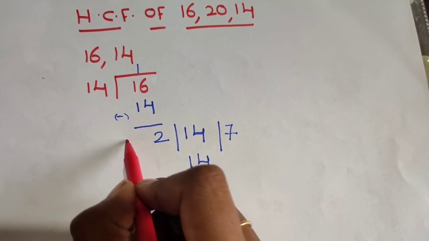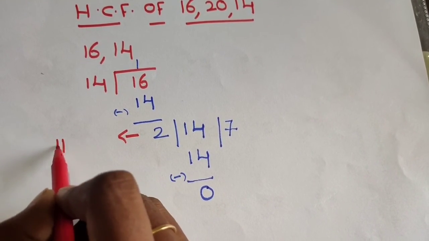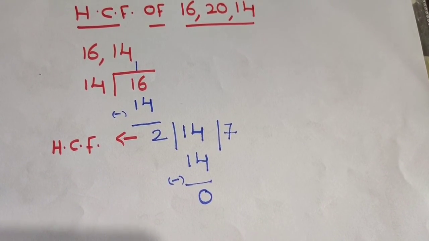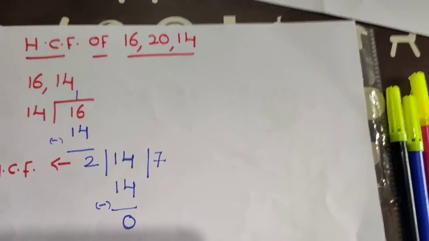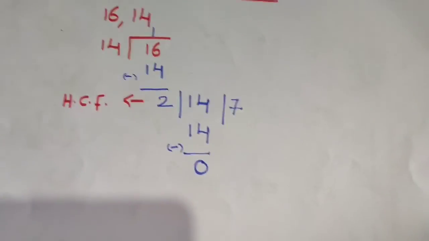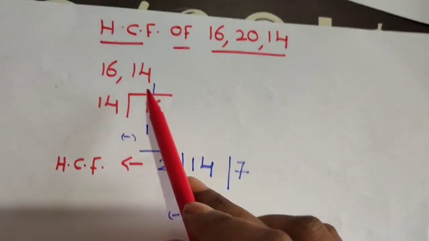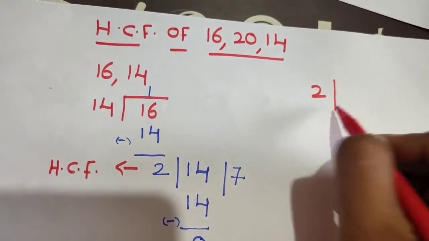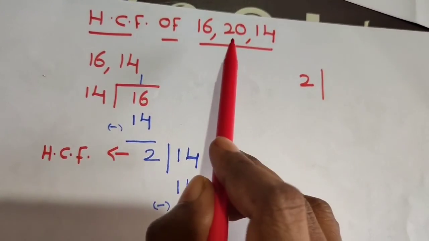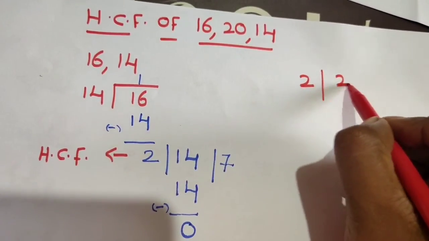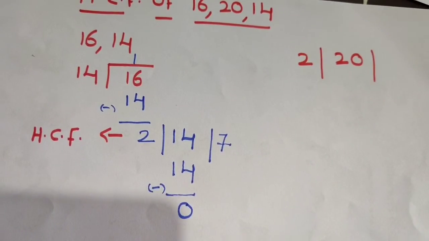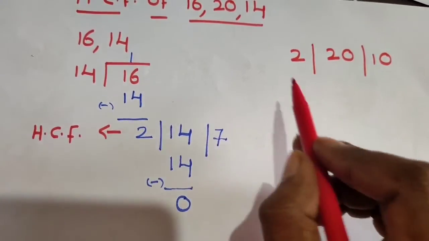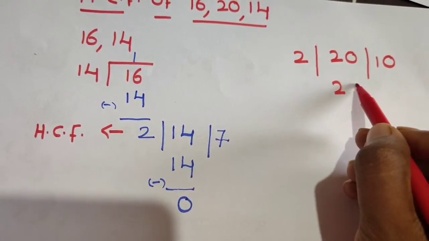Next, what is the HCF here? 2 is our HCF. So take HCF as 2. And what is the leftover number here? Already 16 is completed and 14 is completed. Now take 20 and divide it by the HCF, whatever you got. Take 2 and take 20. Take the bigger number and divide it by the smaller number. What is the HCF we got here? 2. So 2 is the smaller number. Divide it by 2. So 2 tens are 20.